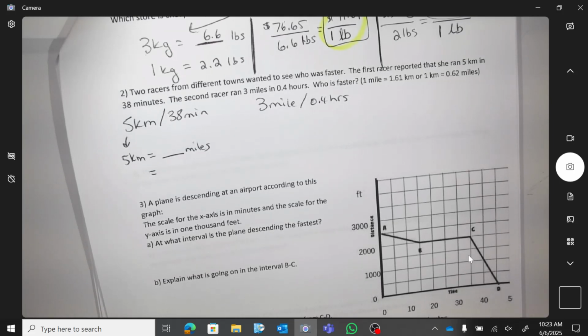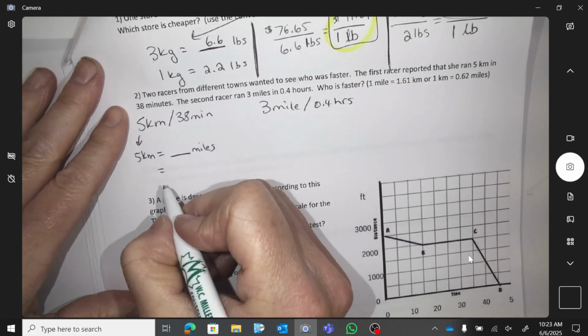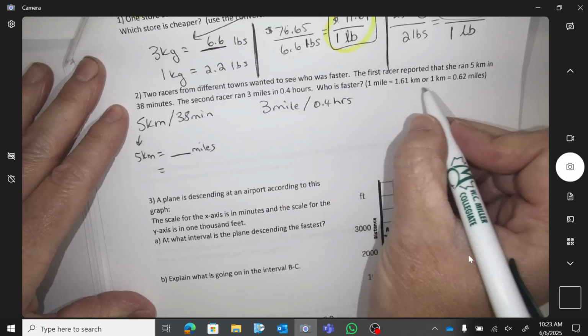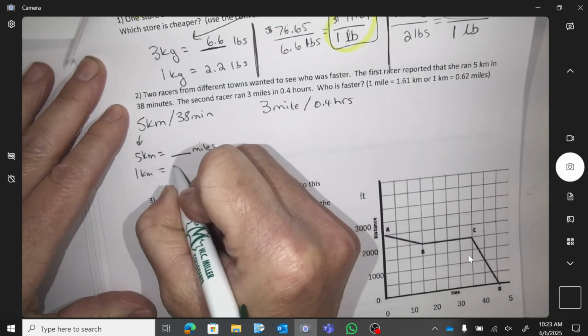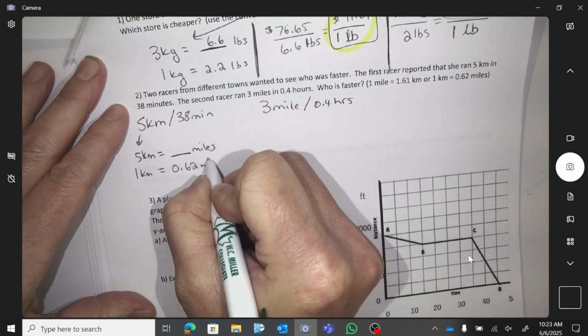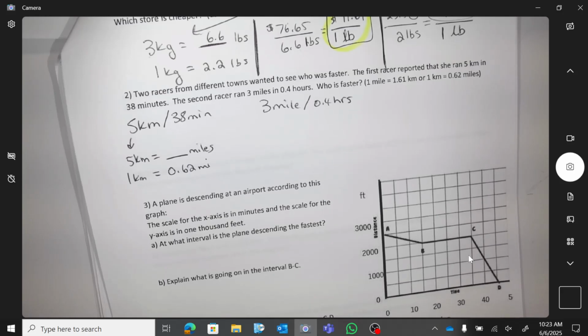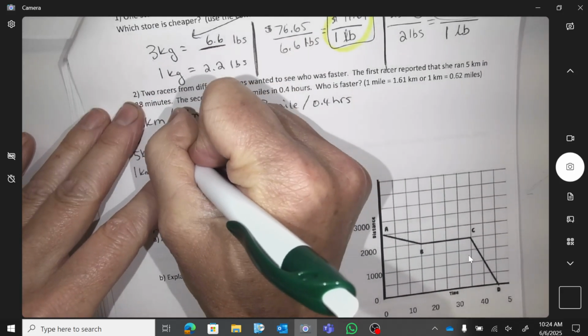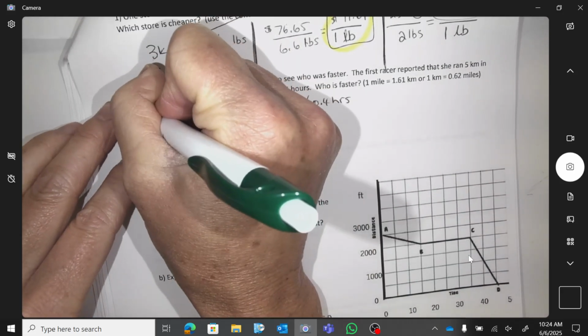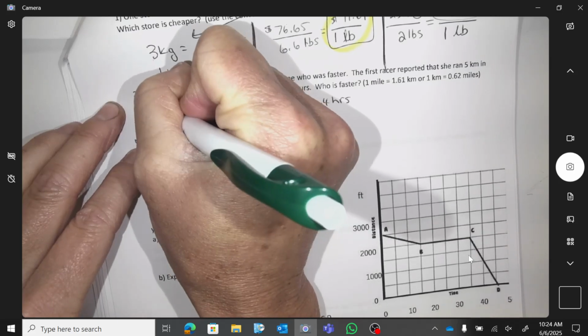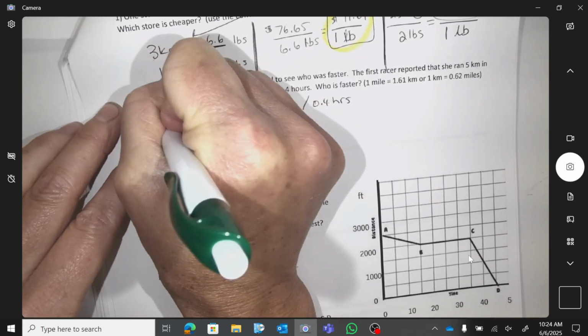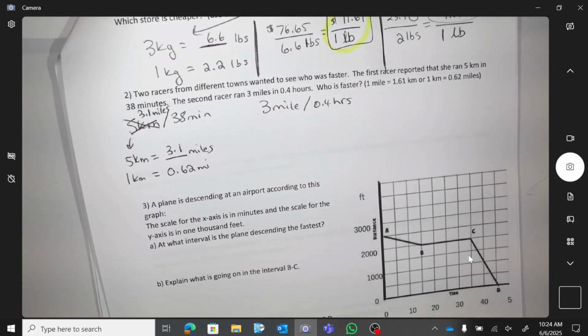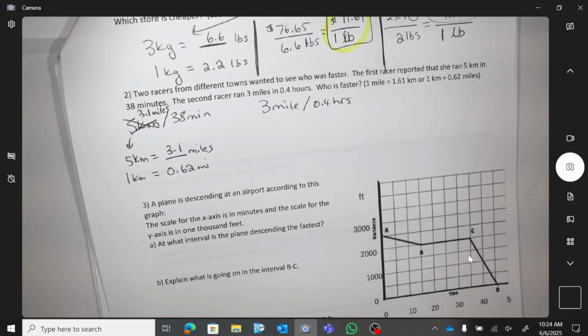So what do I know? Over here, what do you want to use? It doesn't matter. I'm going to go 1 kilometer is 0.62 miles. Okay, so I don't want 5 kilometers. I'm going to change that 5 kilometers and replace it.